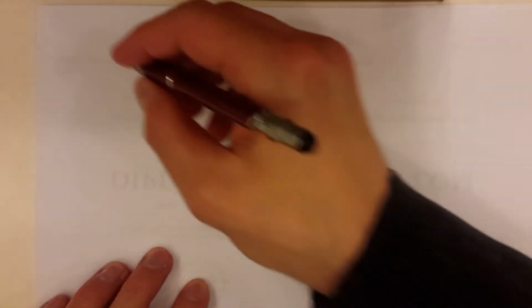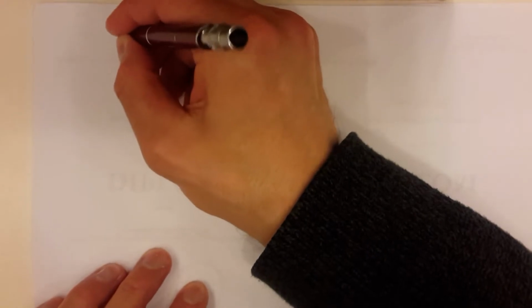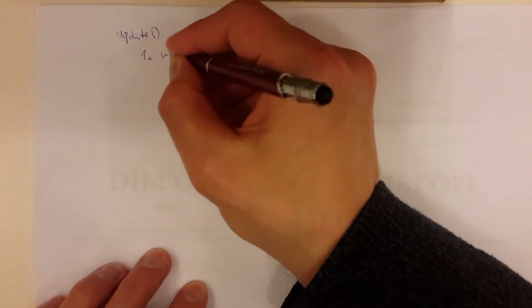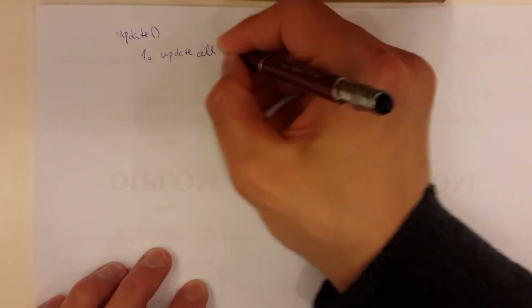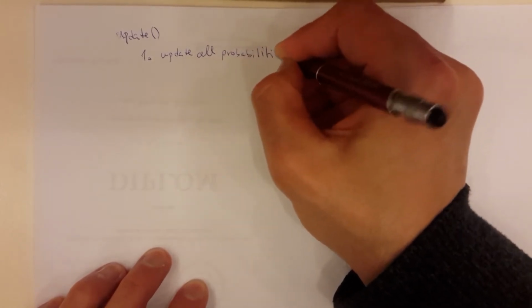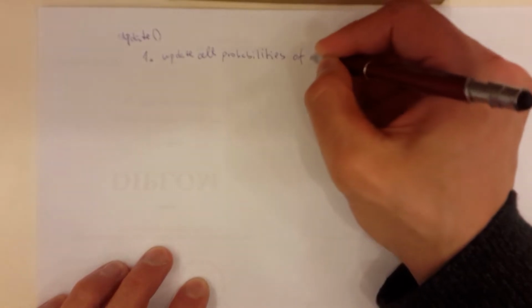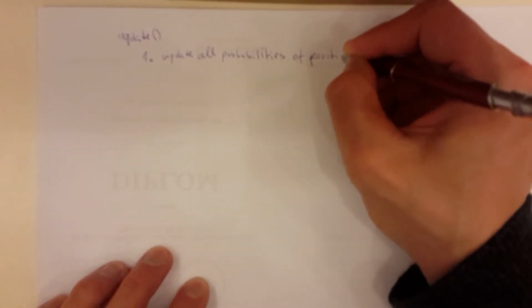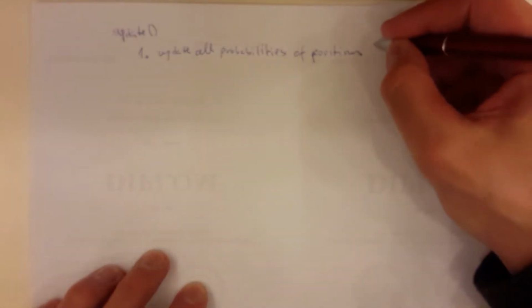Okay, let's add some more information about how to do the update regarding the motion model. So we are supposed to write the update function, and that consists of two parts. First, update all probabilities of all positions based on the action.